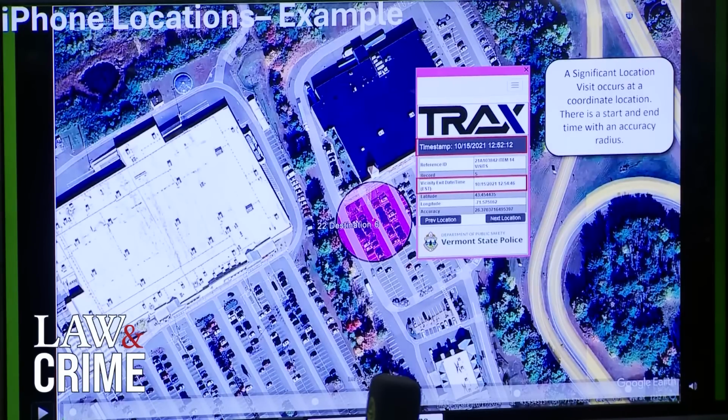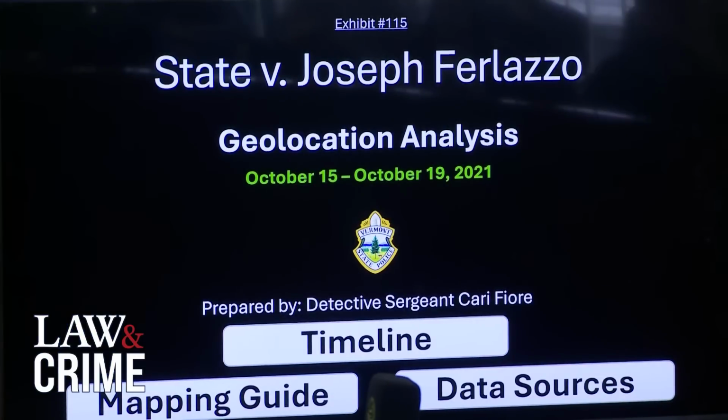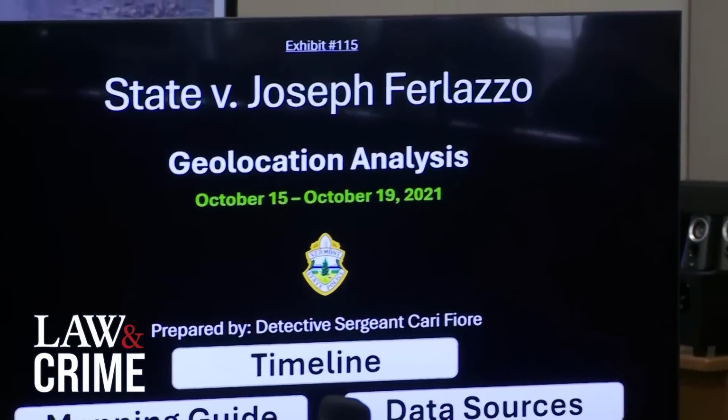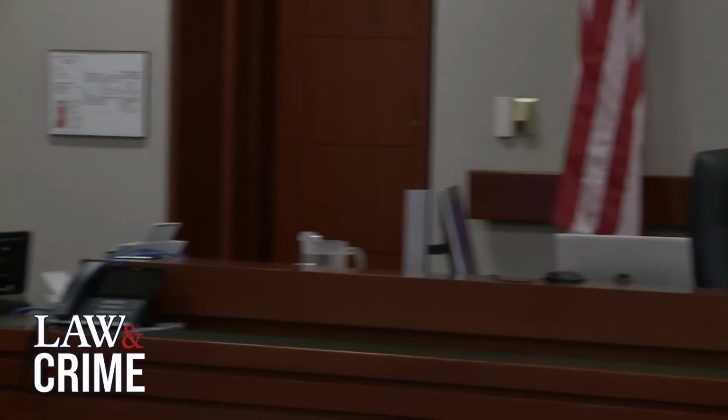Okay. So I think those are all the things you said that the jury was going to see. Is that right? Yes. Okay. So when you conducted your analysis in this case, what did you focus on? I focused on a timeline of events. Okay. And is that depicted in your exhibit? Yes. Okay. So starting with October 15th, can you walk us through your analysis?